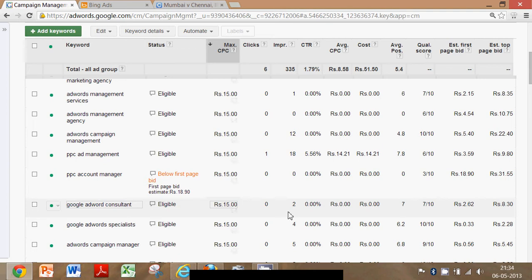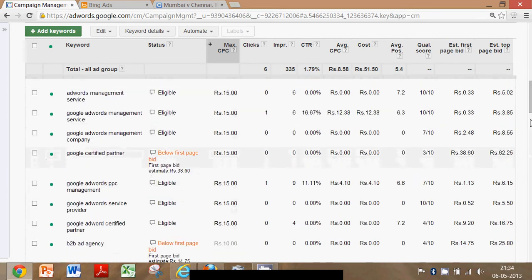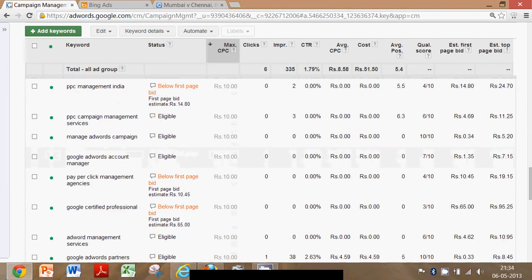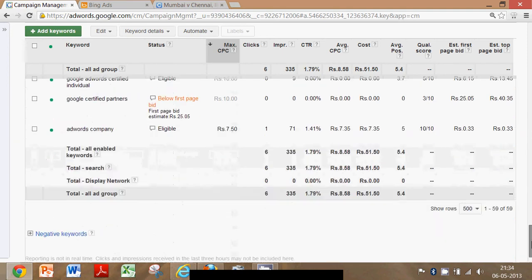Don't have 20,000 keywords; having select keywords which you think will give you long-term results is the way to go, is my mantra. For example, I have got only 59 keywords in this particular campaign. A word about my ad also. Your ad should be specific.